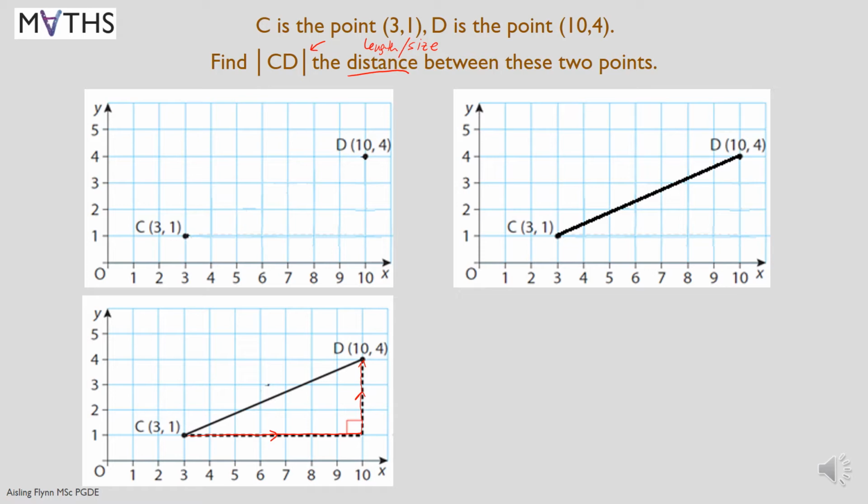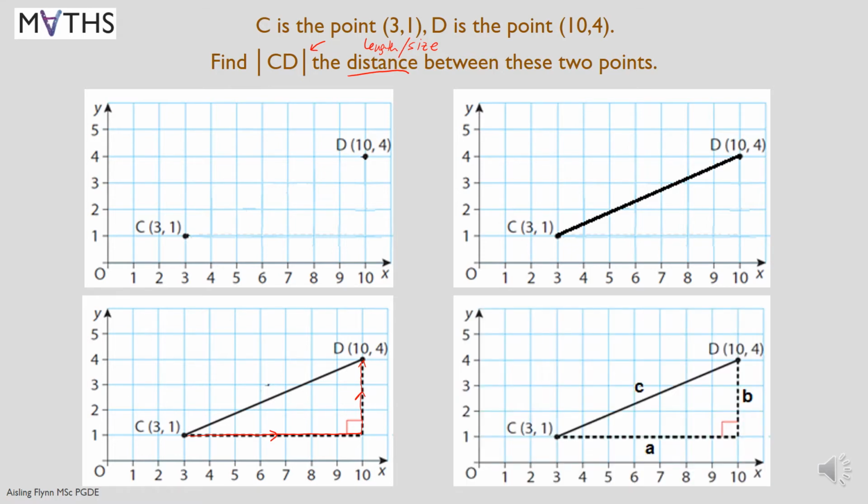Now hopefully you'll start to recognize this as a right angle triangle, and that maybe we can use it to find the length between C and D, which I've labeled c here. You'll see why in just a moment. So now we have our right angle triangle, and we can now use Pythagoras' Theorem to find unknown sides.